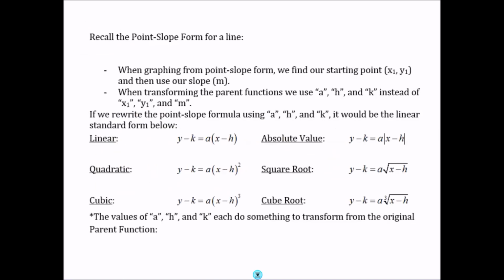So think back to Algebra 1 for a minute. You talked about point-slope form for a line. The equation for point-slope form was y minus y1 equals m times x minus x1. For point-slope form, the point x1, y1 was our starting point, and m is the slope.